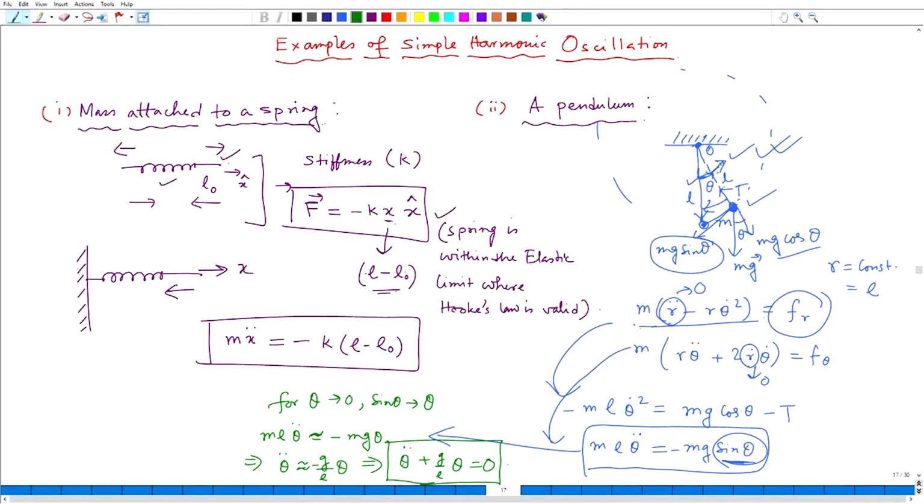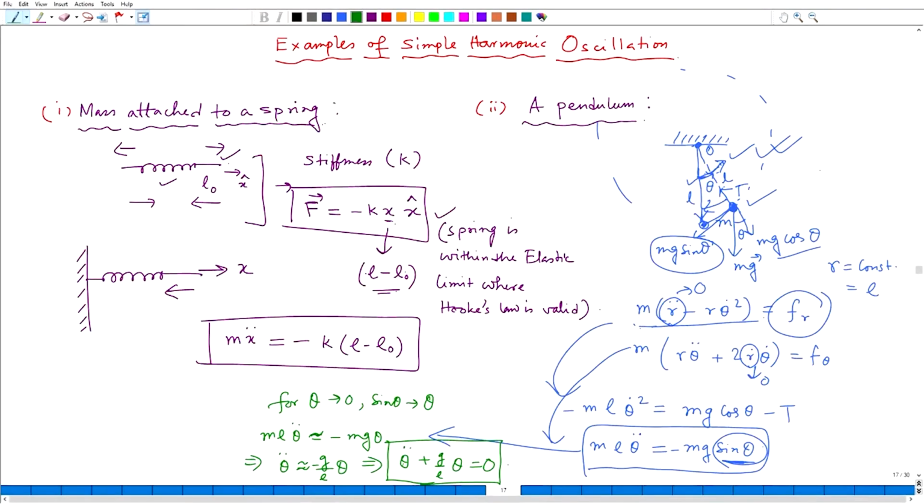But remember, first of all, this is not true in general for arbitrary theta. It is only true when theta is very small, tending to 0. Another thing is that even for small theta, this is not a simple harmonic oscillator in displacement, but it is for theta, the angular displacement. And the final point, which is very important for the students, is that this is not a central force situation at all.